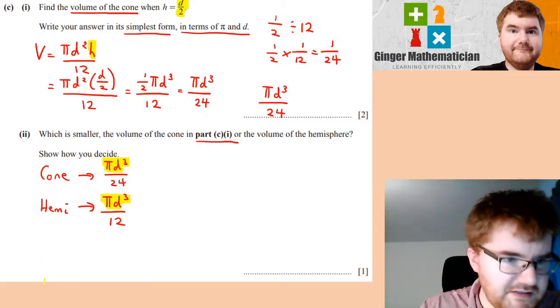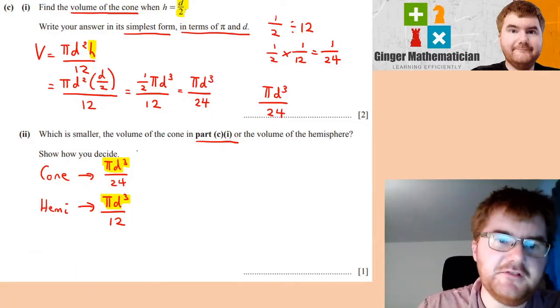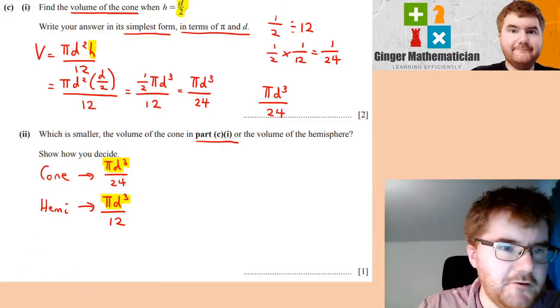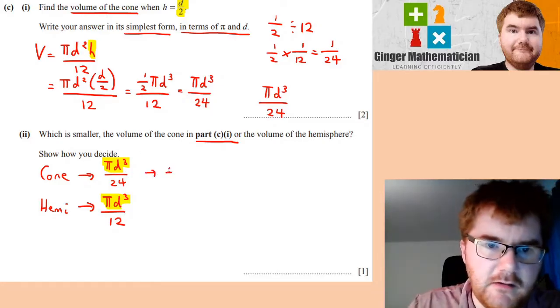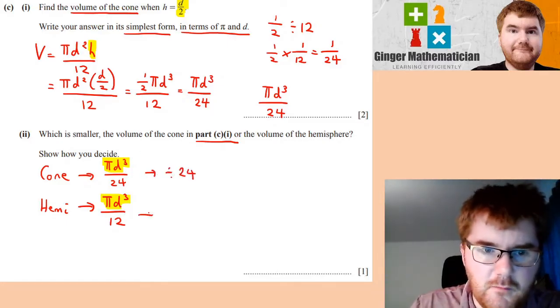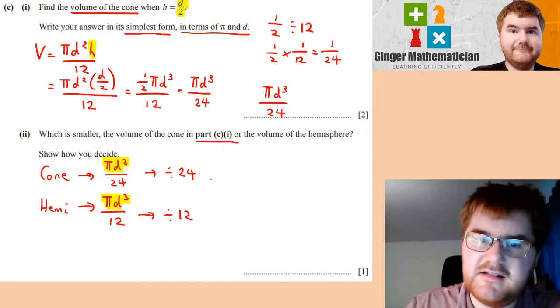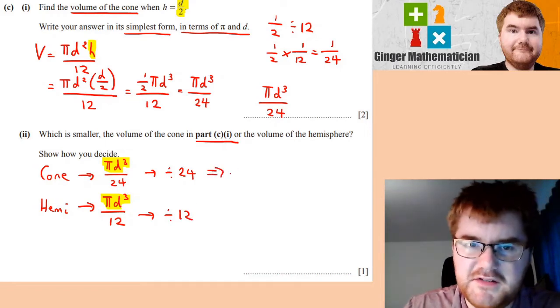We've got the same numerator, so exactly the same. The only difference is with the cone, we're dividing by 24, and with the hemisphere, we're dividing by 12. So here, we're dividing by 24, where here we're dividing by 12. So therefore, this one must be smaller.